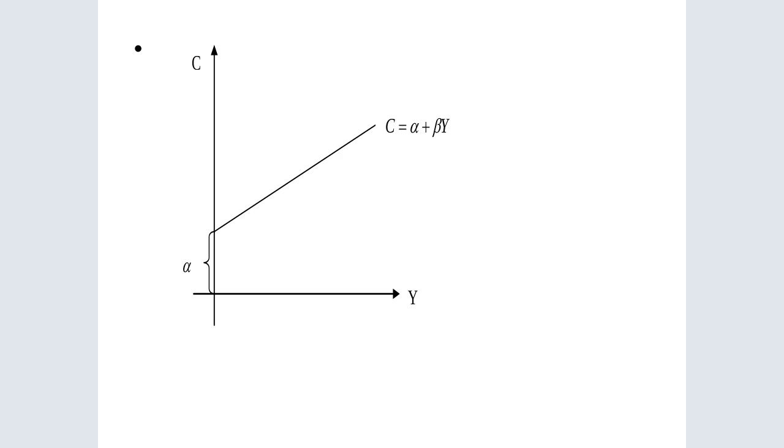So this can be represented by that diagram. The first part, which is autonomous consumption, is represented by A, and it does not depend on the income. Then the other part, which is upward sloping, simply depends on the income.